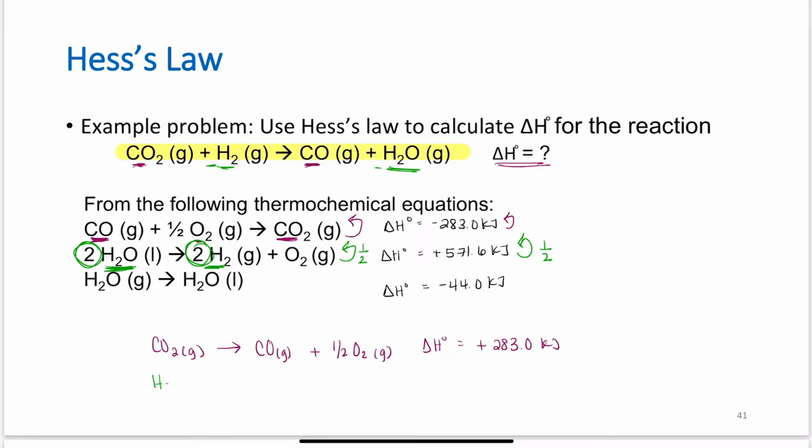Now I have H2 gas plus 1/2 O2 gas, giving me 1 mole of H2O liquid. And delta H here is going to be a negative 571.6 kilojoules divided by 2. I didn't actually calculate that out. I just wrote it out as divided by 2. You can calculate it out if you'd like. I will do that in a sec.